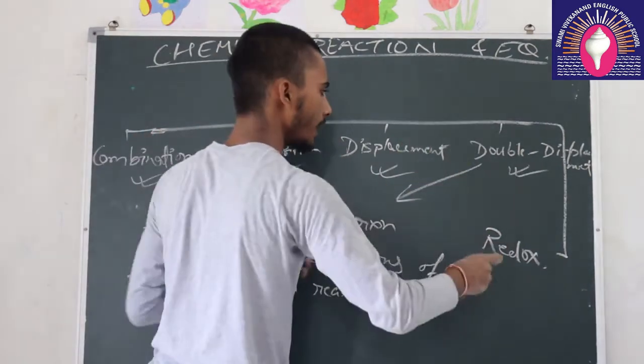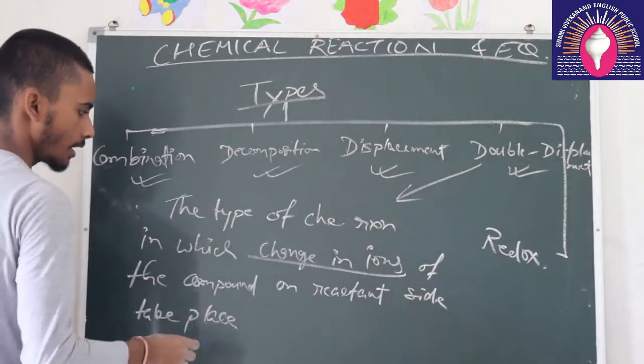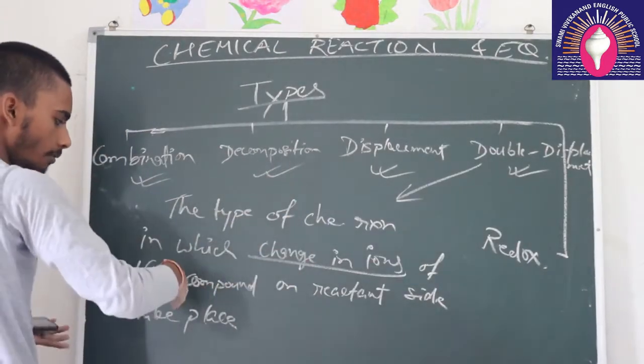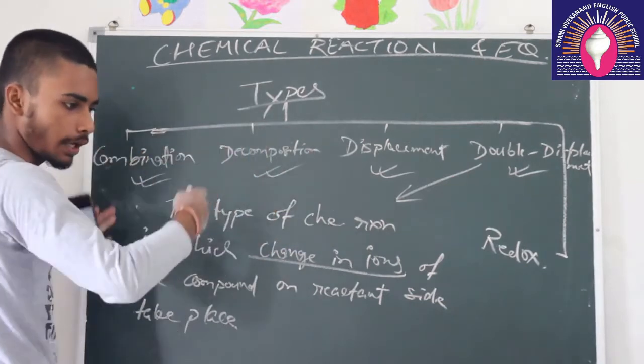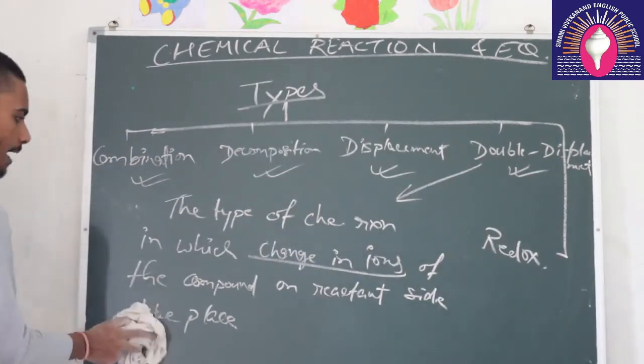डबल डिस्प्लेसमेंट रिएक्शन एक ऐसा रिएक्शन है जिसमें चेंज इन आयंस होता है. आयन जो है एक्सचेंज हो जाता है from one compound to other and other to one. Okay, we will better understand from example.